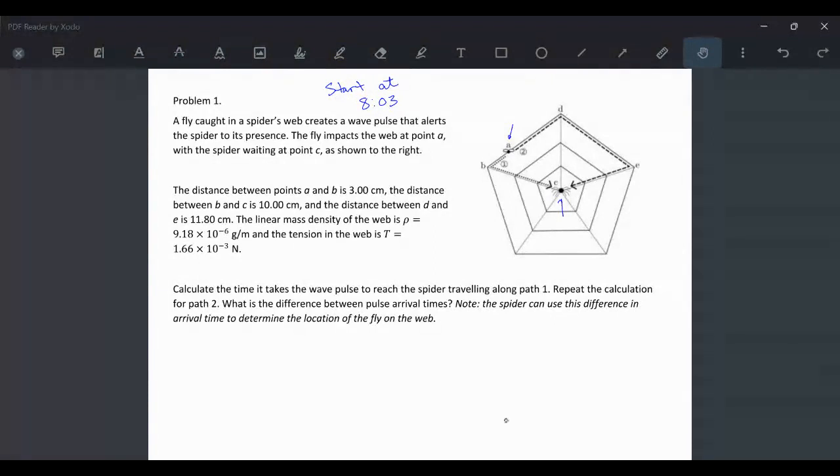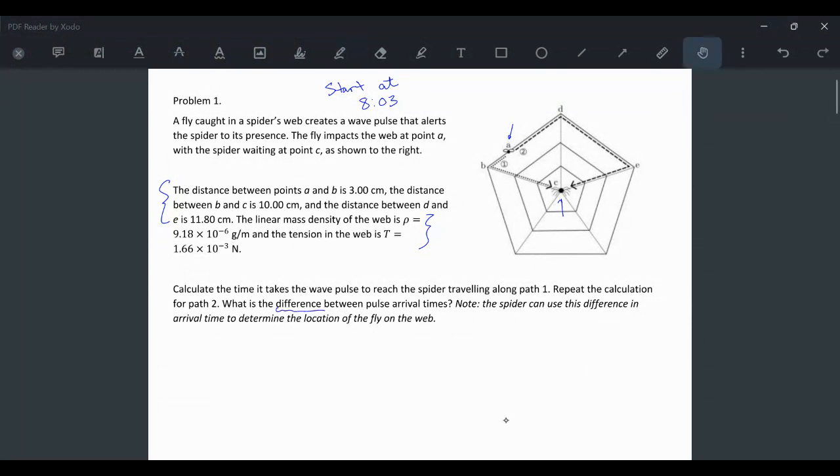We're given some information here about the size of the web, and a bit of information about the physical specifications of the web. So we have a mass density and a tension. And the whole point of the question, we're told here, is to calculate the time it takes the pulse to reach the spider traveling along path 1 and path 2. And at the end of this, we want to figure out a time difference.